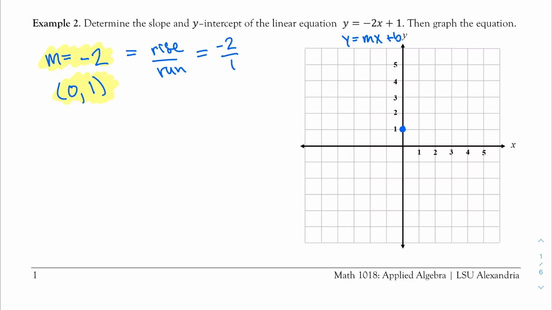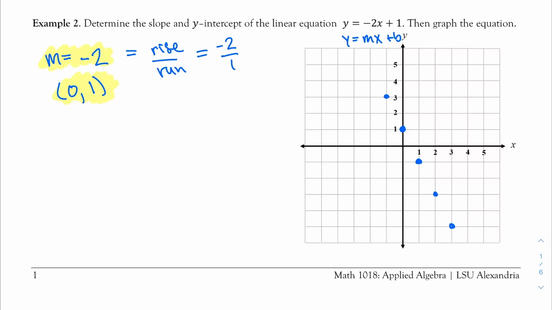This tells me if I start at the point (0, 1), I can go down 2 units and 1 unit to the right, such as what I have here. And I can continue that process over and over again. Down 2, to the right 1, down 2, to the right 1. Or I can reverse it. I can also go 1 to the left and 2 up.